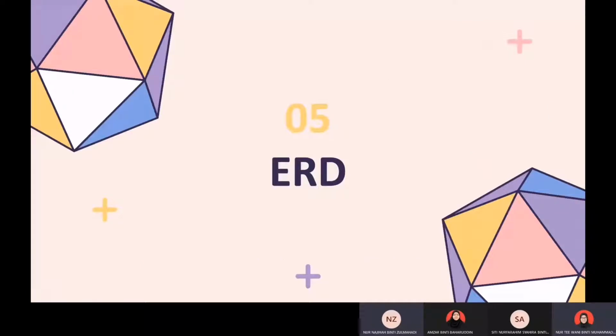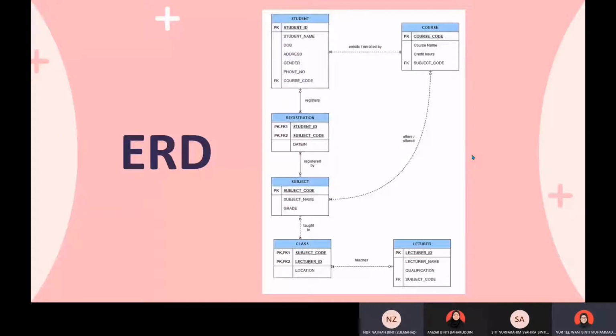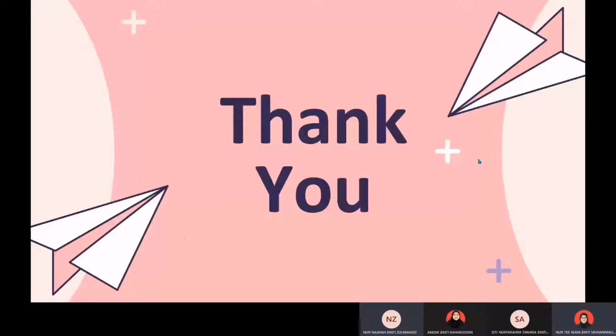The next one is the ERD. Next. So this is the ERD that we created based on the business rules. As you can see here, there are some bridge entities produced, as there are many-to-many relationships between the tables student and subject, and also between the tables subject and lecturer. The bridge entities in this ERD are registration and class. Next, I will pass to Wani to show the coding.